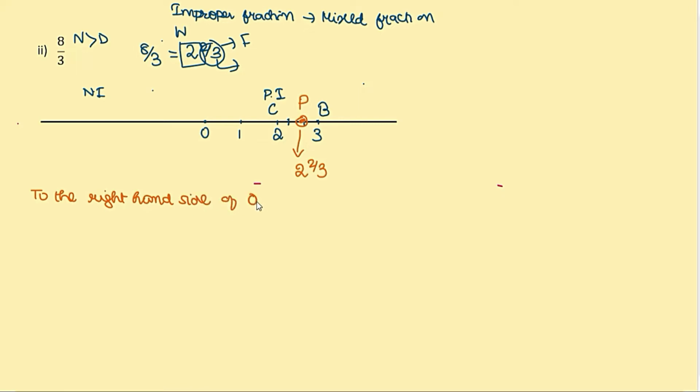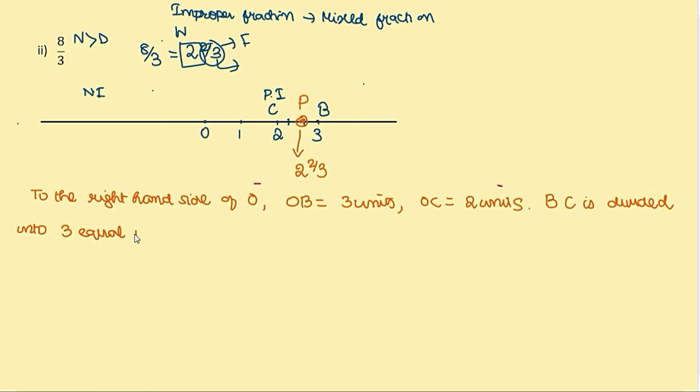Right hand side of 0. Okay, OB equal to 3 units. OC equals to 2 units. Okay, now B and C. BC is divided into 3 equal parts.